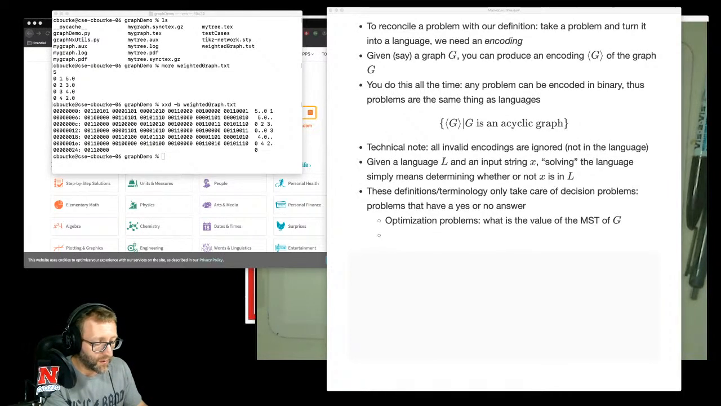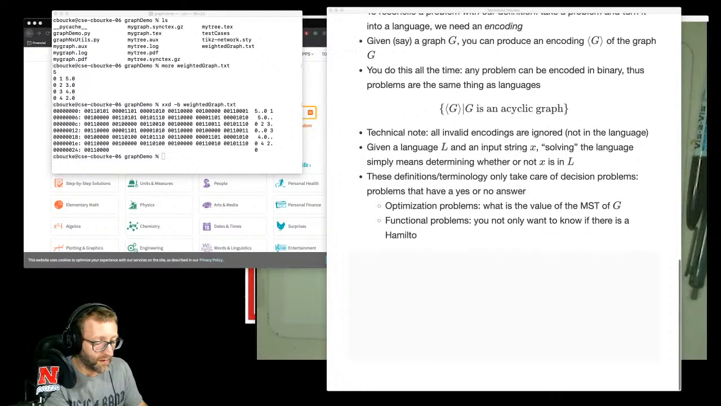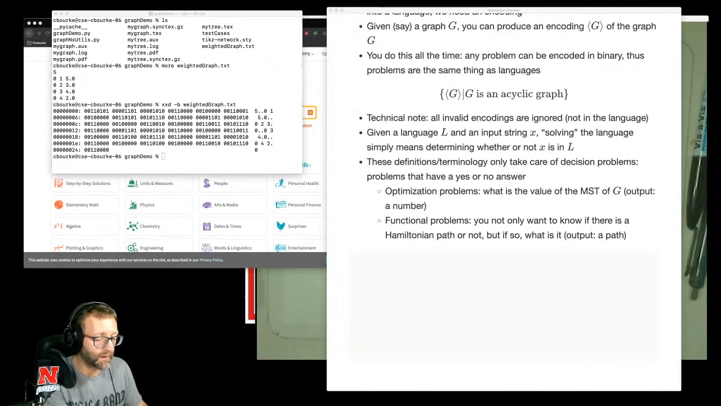Or you also have functional problems. Not only do you want to know what the value of the minimum spanning tree is, but you also want to output it. Or for Hamiltonian path, for example, you not only want to know if there is a Hamiltonian path or not, but if so, what is it? Here, the output is a path, a sequence of vertices. Up here, the output was a number.